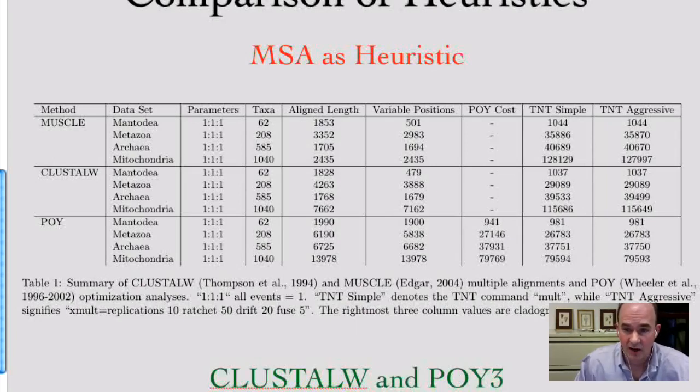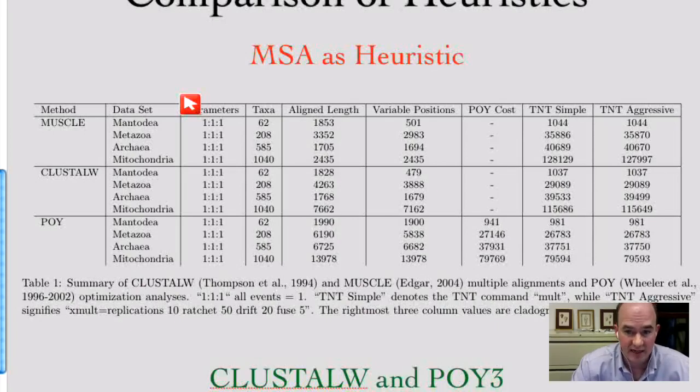And so here's a small comparison of 4 different data sets. We have a mantid data set from Mike Whiting et al., which has 62 taxa. They're 18S data, so roughly 1,800, 1,900 alignment positions, 500 of which were variable. And then a metazoan data set with 208 taxa, an archaeal data set with 585, this is a small ribosomal subunit, 185 taxa, and a mitochondrial data set of roughly 1,000 taxa.